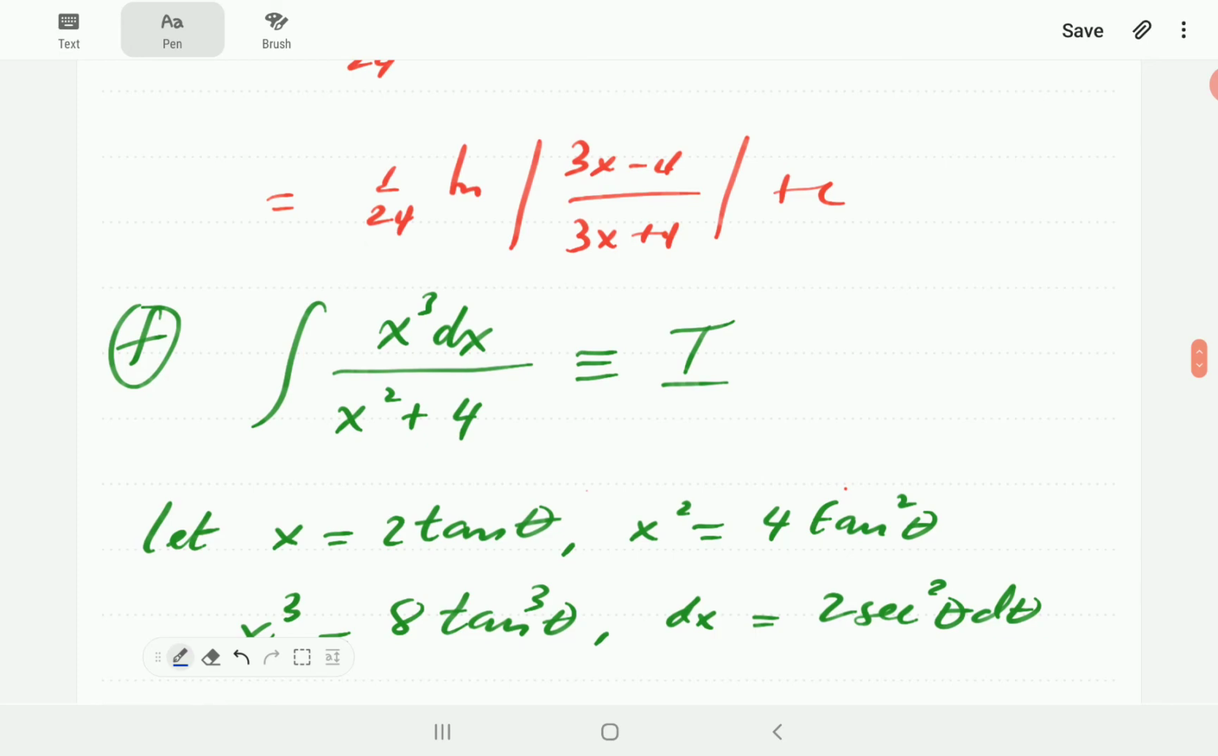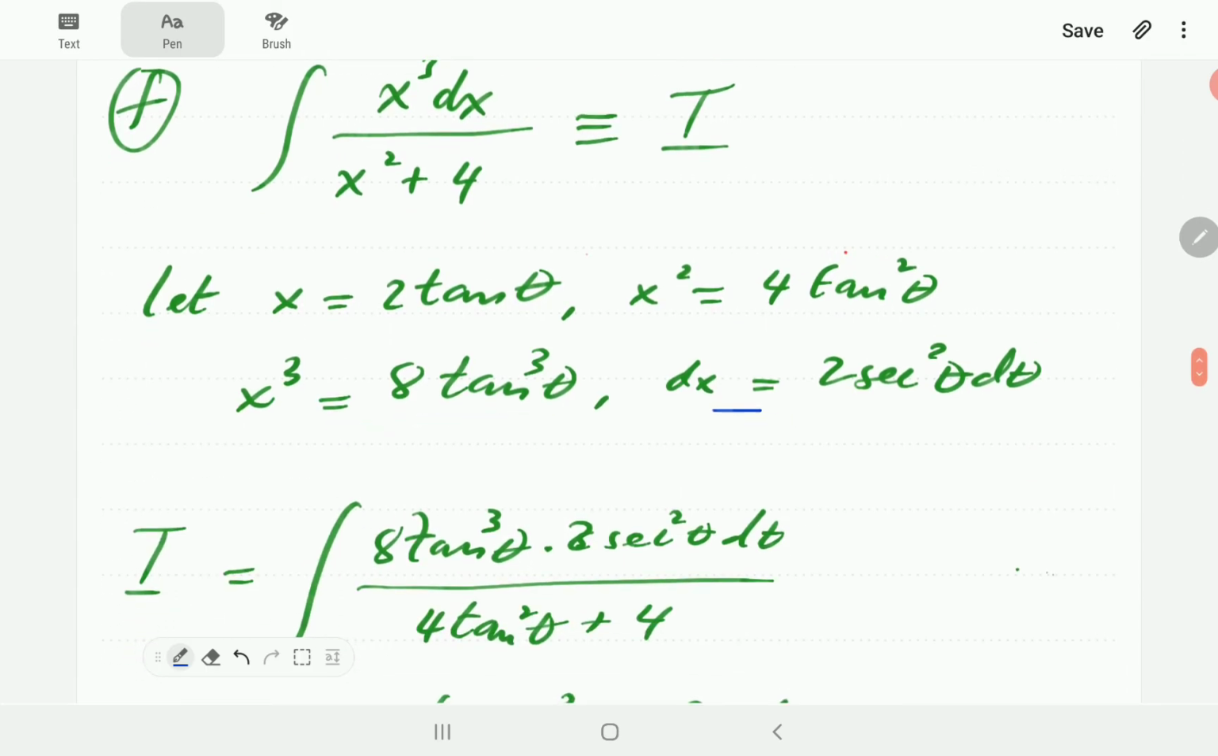Alright, for f, we have a plus here, so that means the substitution is the tangent one. This is 2 squared, so that means a is 2. So x is going to be 2 tangent theta. We need x squared, we need x cubed as well. dx is going to be that.